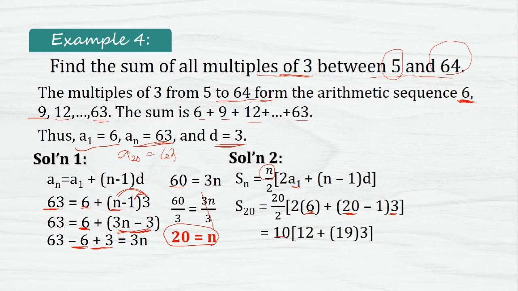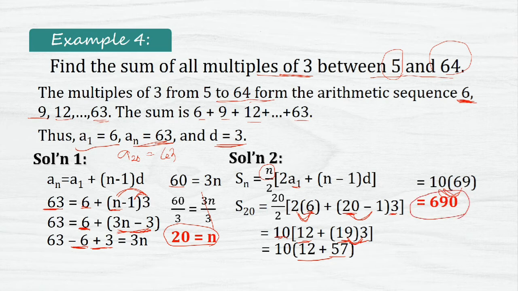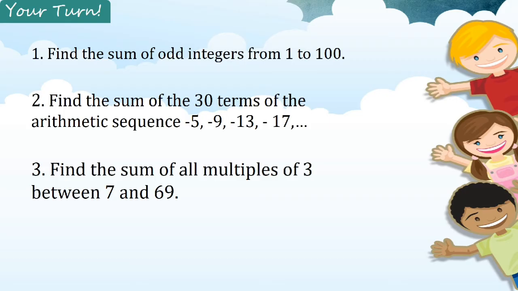And then, 20 divided by 2, that's 10. 2 times 6 is 12. Then, 20 minus 1 is 19. Our common difference is 3. Then, multiply ito, 19 times 3 is 57. 57 plus 12, 69. 69 times 10 is 690. So therefore, the sum of all multiples of 3 between 5 and 64 is 690. So dito, again, pwede natin gamitin si second formula kasi may last term na tayo, may first term, may common difference na. I have here 3 problems for you to try.